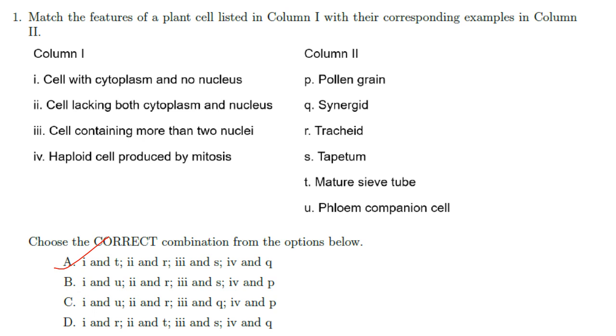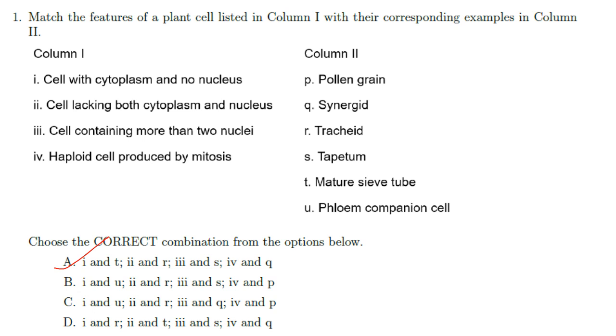Then the next one, cells lacking both cytoplasm and a nucleus. It is R, that is trachea. Trachea is a dead cell, so it doesn't have both cytoplasm and nucleus. Then the third one, cells containing more than 2 nuclei. So it is 3. It is tapetum. It contains more than 2 nuclei.